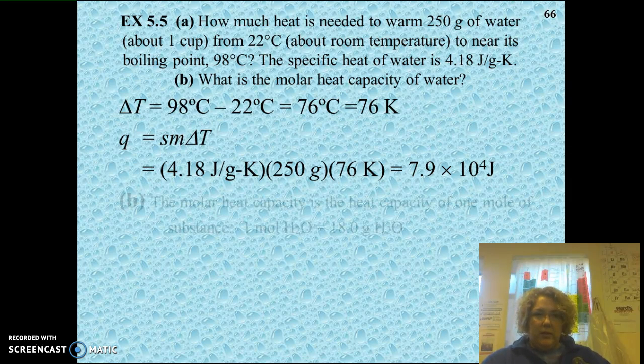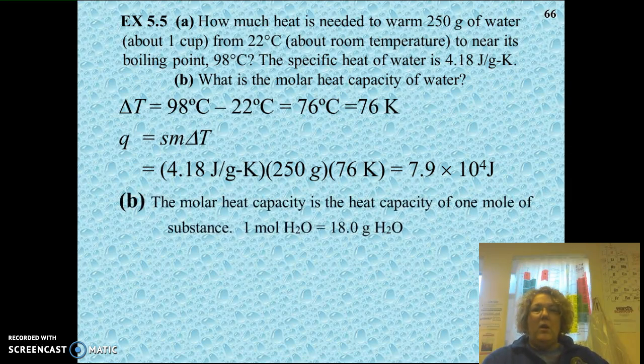Now, what's the molar heat capacity of water? We know the specific heat capacity of water. That's per gram. We want it per mole. So we just want to cancel this gram that's on the bottom and convert it to moles. We know there's 18 grams in a mole of water, 18.02 to be exact.